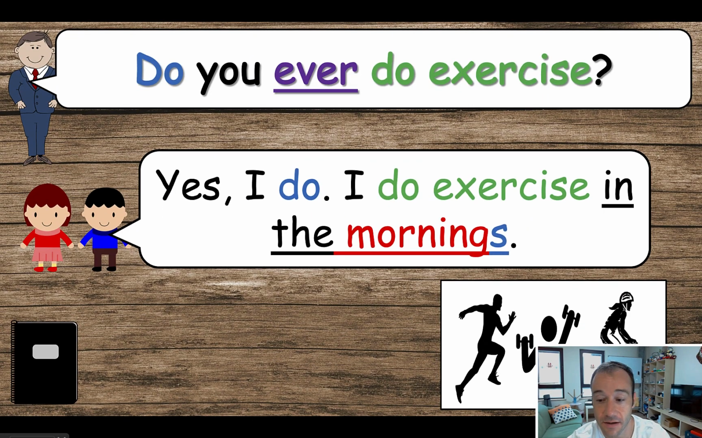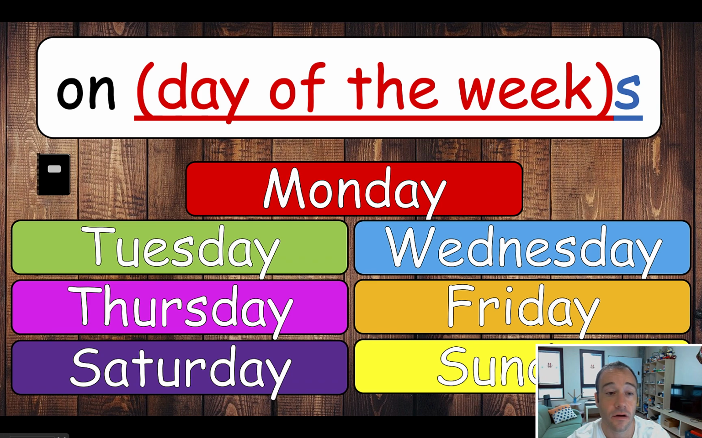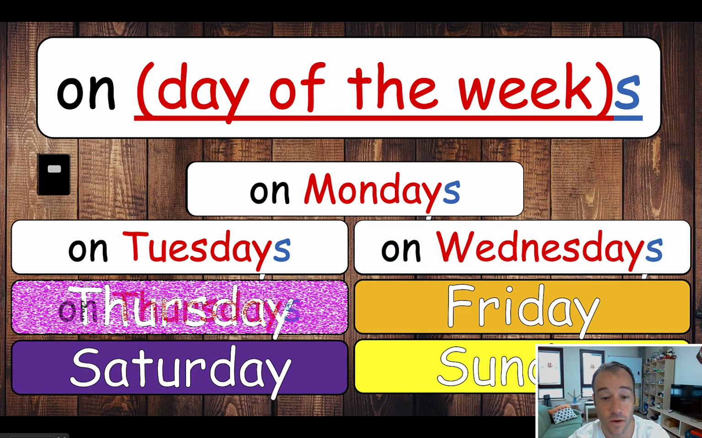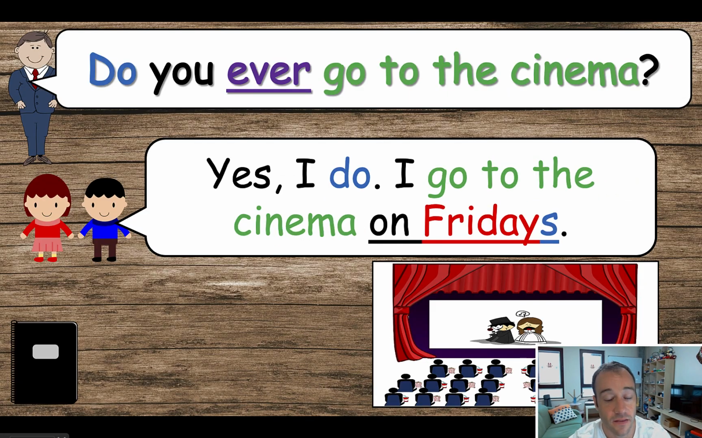All right, so here's an example of how to use it in the sentence, and then the next one. Okay, so it's on, and then one of the days of the week with an S. On Mondays, on Tuesdays, on Wednesdays, on Thursdays, on Fridays, on Saturdays, on Sundays. Okay, then there's the example.